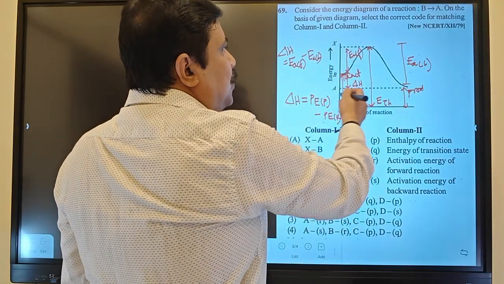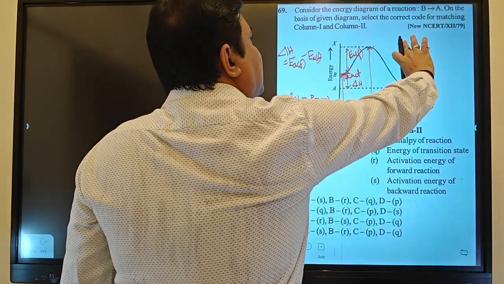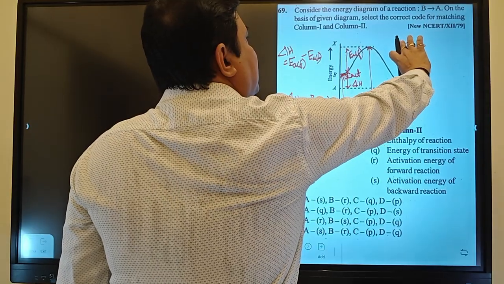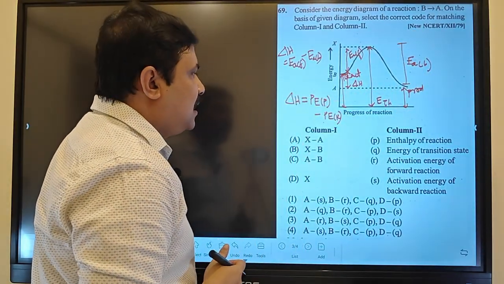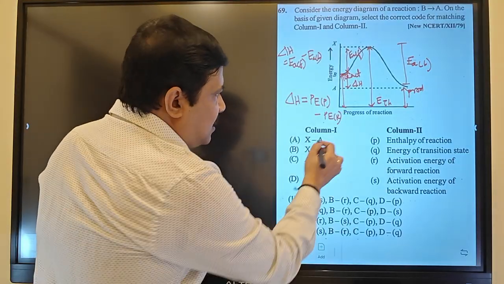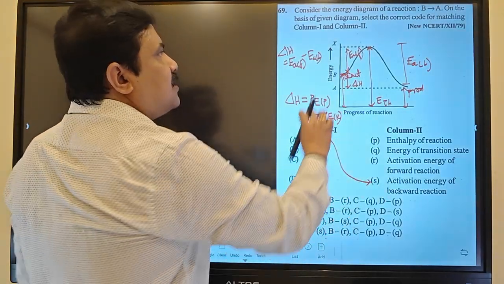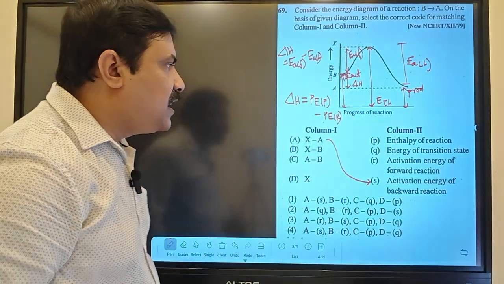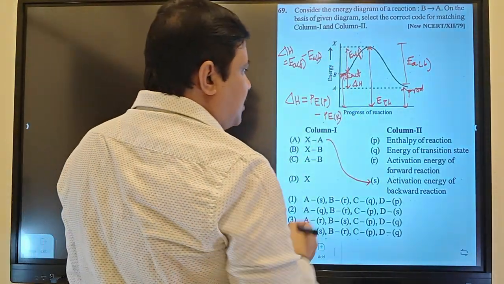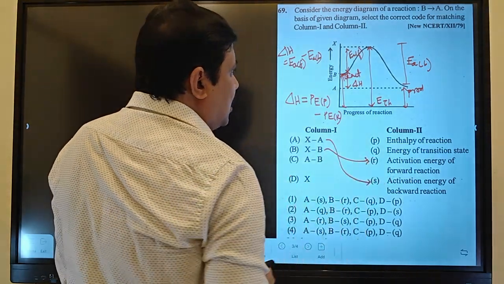X to A, if you look at this level to this level, this is XA. So XA is nothing but the activation energy in the backward direction. Then XB means this part, the activation energy in the forward direction. So XB is nothing but the activation energy forward direction, that means this one.